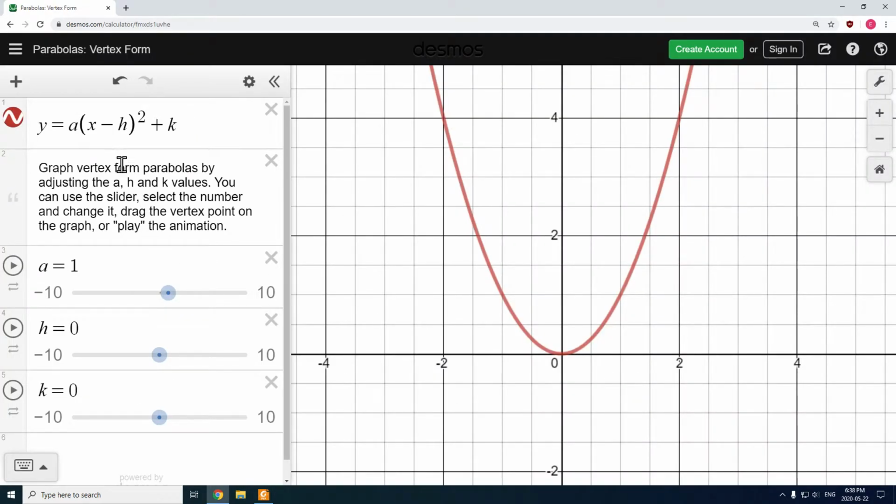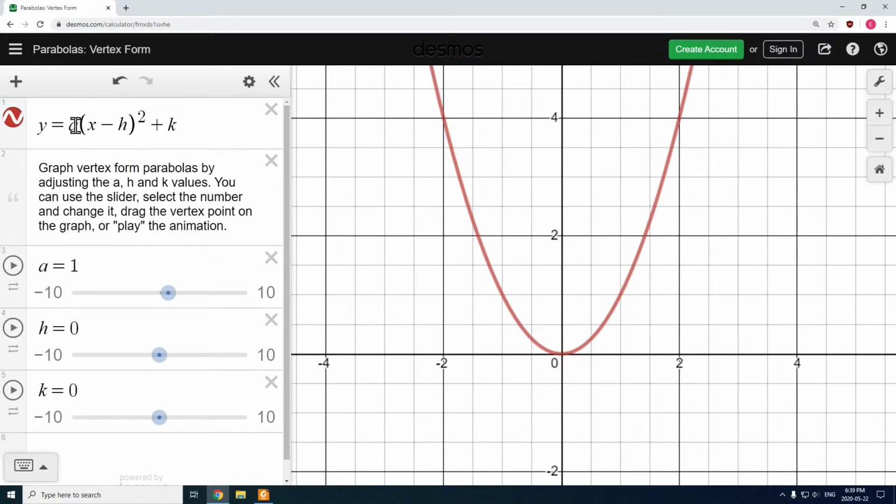What this allows us to do is change the values for A, H, and K. It allows me to slide these and plug in different values and then see how it changes my graph. Right now we're going to start off with A equal to 1, H is 0, and K is 0. So really this equation is just y equals x squared, our basic parabola. And there's our basic y equals x squared parabola.